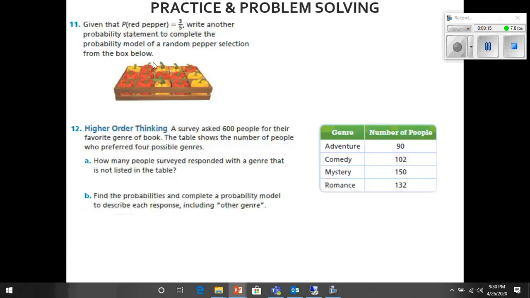Whew. Next, number 11 says, given that the probability of red peppers equals 3 out of 5, write another probability statement to complete the probability model of a random pepper selection from the box below. Well, the probability of getting a yellow pepper is going to be 2 out of 5.